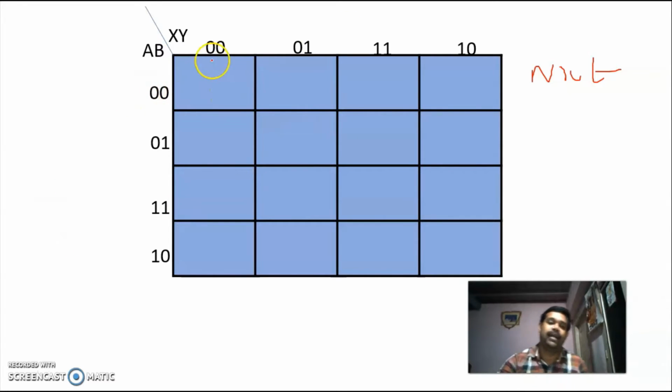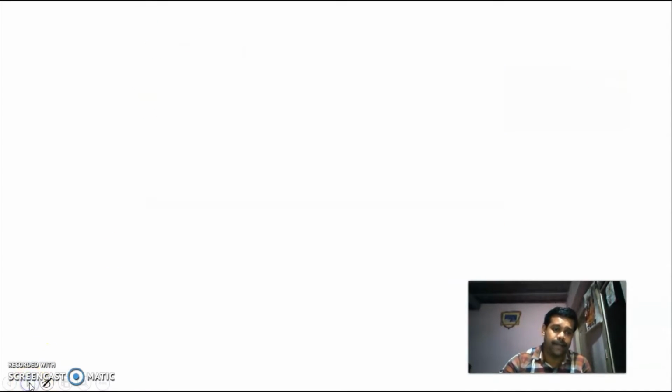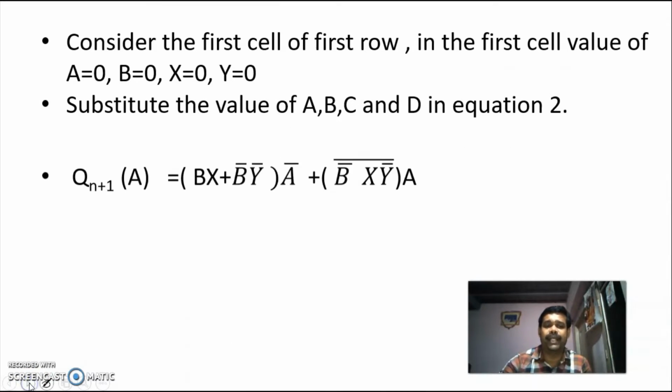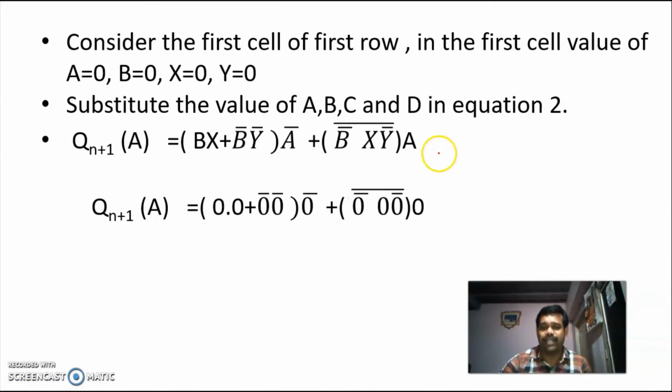So first we take the first cell, that is 0 0 0 0. The value of A is 0, B is 0, X is 0, and Y is 0, and we substitute in equation 2. In this equation we substitute A equal to 0, B equal to 0, X equal to 0, Y equal to 0. So B is 0, X is 0, B bar is 0 bar, Y bar is 0 bar, then A bar is 0 bar, then B bar is 0 bar, then X is 0, Y bar is 0 bar, then 0.